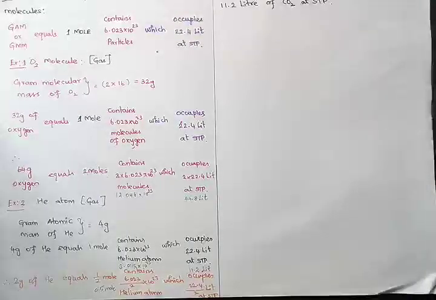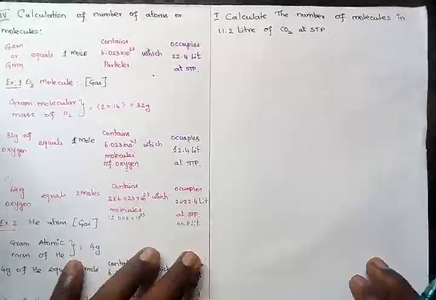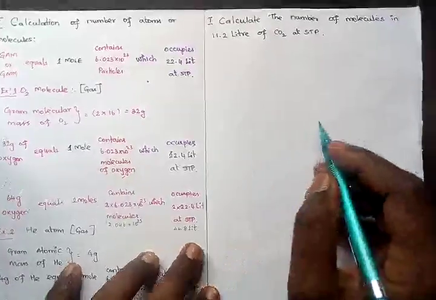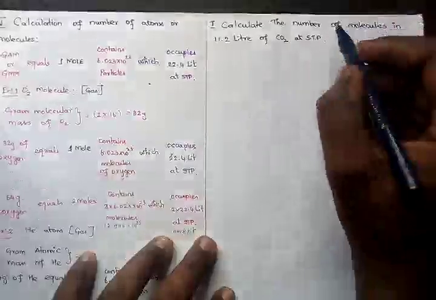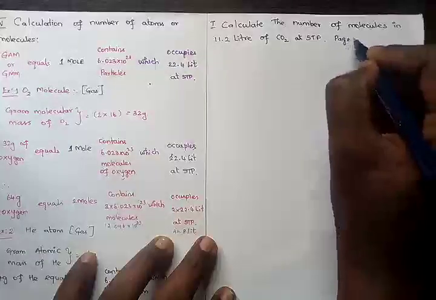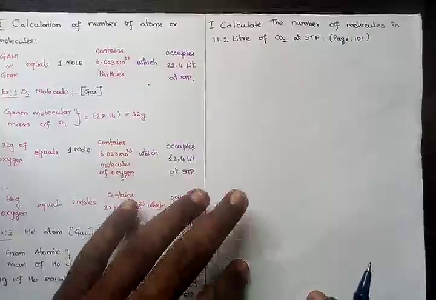Now based on this we will get sums, my dear children. So we will work out the sums directly. What is the first sum, which is given in your page number 101? So refer to this page number, we will work out that sum.